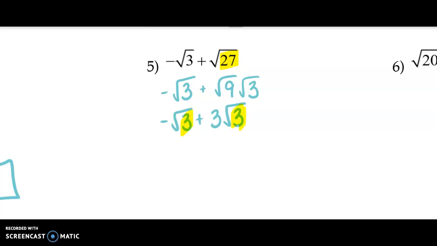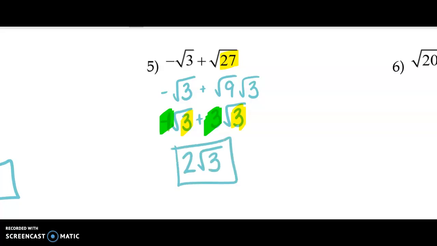Now I have the same thing underneath. That's like a negative 1 out front. So I can combine those. So negative 1 plus 3 is 2 root 3. That would be my final answer.